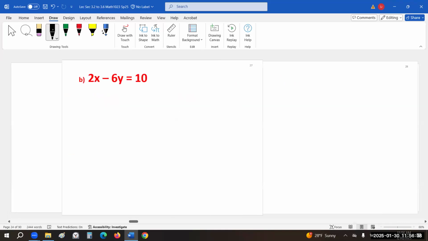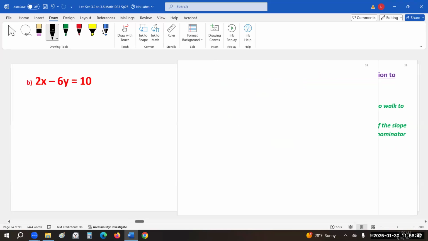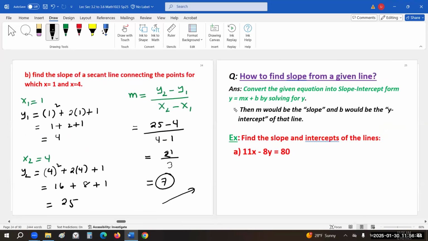Okay, now let's do one more question. Oh man, it's a big section. It's about how to find the slope from a given equation. If they give us 2 points, finding the slope is easy. All you have to do is substitute everything. But here, they didn't give us 2 points. They gave us an equation. How do we find the slope?